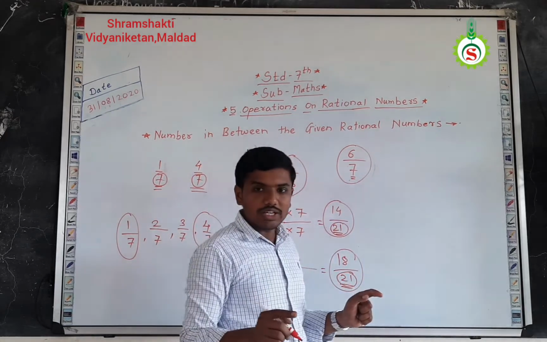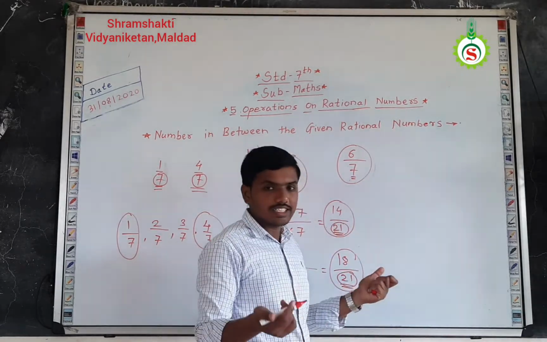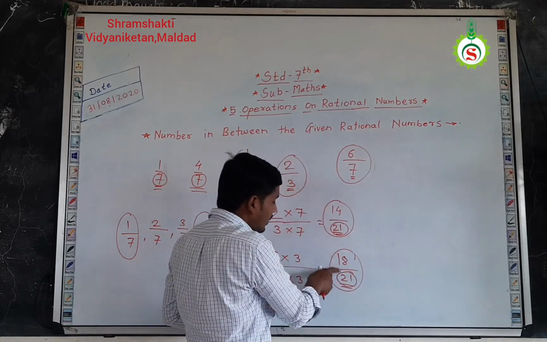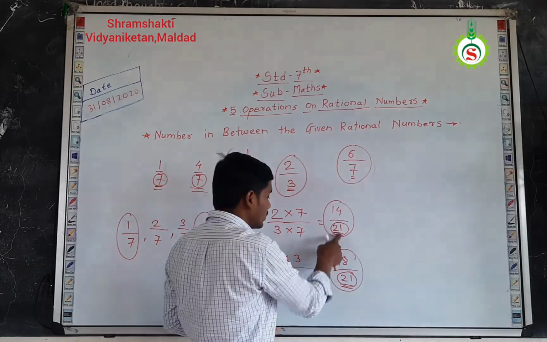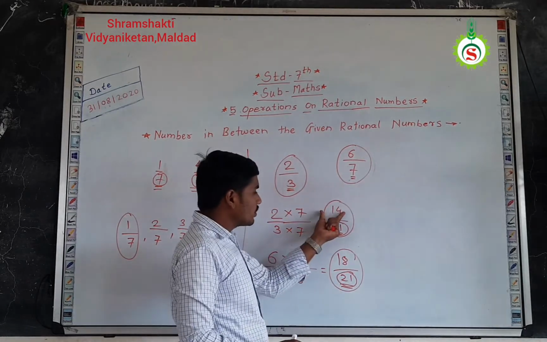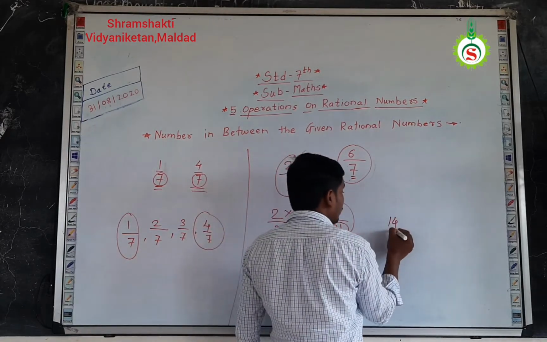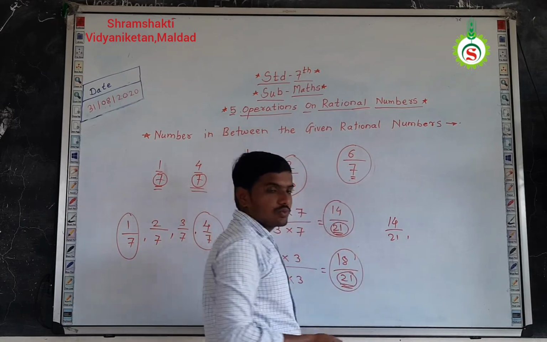Now if the denominators are the same, I can easily find the numbers in between the given rational numbers. So which is the smaller rational number, 14 by 21 or 18 by 21? Obviously 14 by 21, because the denominator is the same, so the number which has the smaller numerator is smaller. So I will write 14 by 21 here. That is the first number. Now the second number.